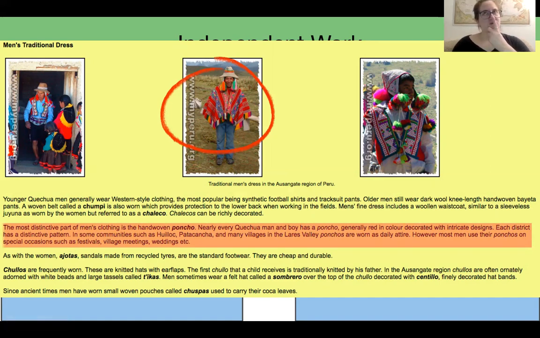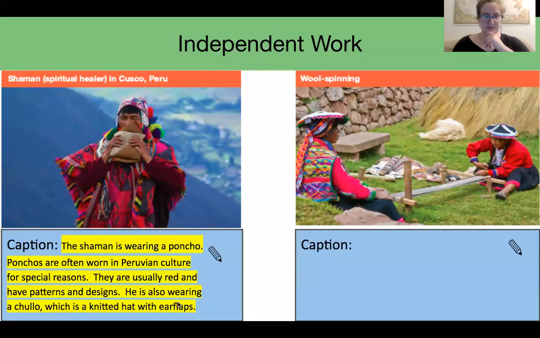I'm wondering how I could use that information in my caption. Well, this is what I think I'll write. The shaman, remember, because I'm describing the image, is wearing a poncho. Ponchos are often worn in Peruvian culture for special reasons. They are usually red and have patterns and designs. He is also wearing something else that I learned about in the article, which is this knitted hat with ear flaps. Do you see how I used the article that I researched to add additional information to this image? And that I also, in my caption, described what was happening in the image?